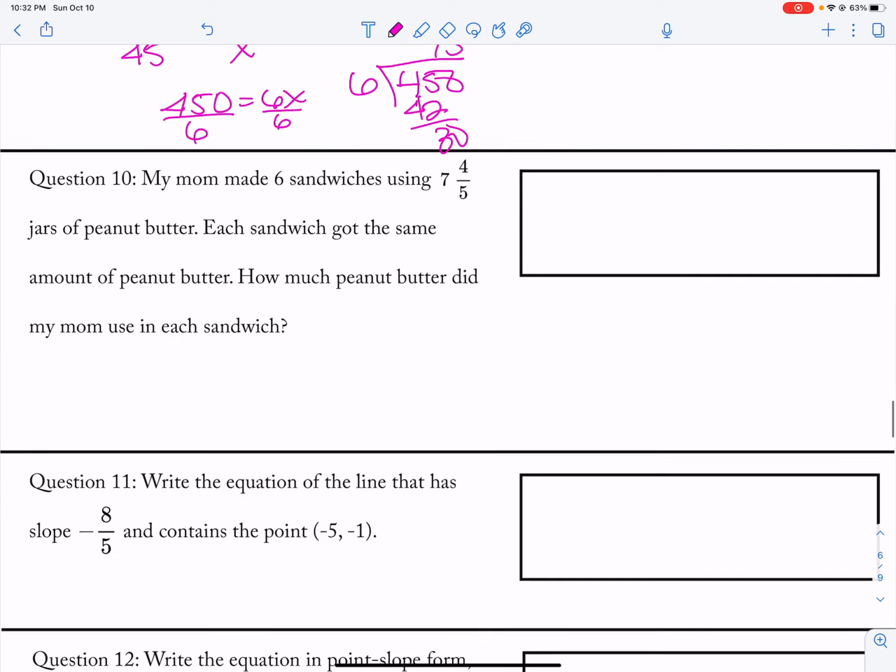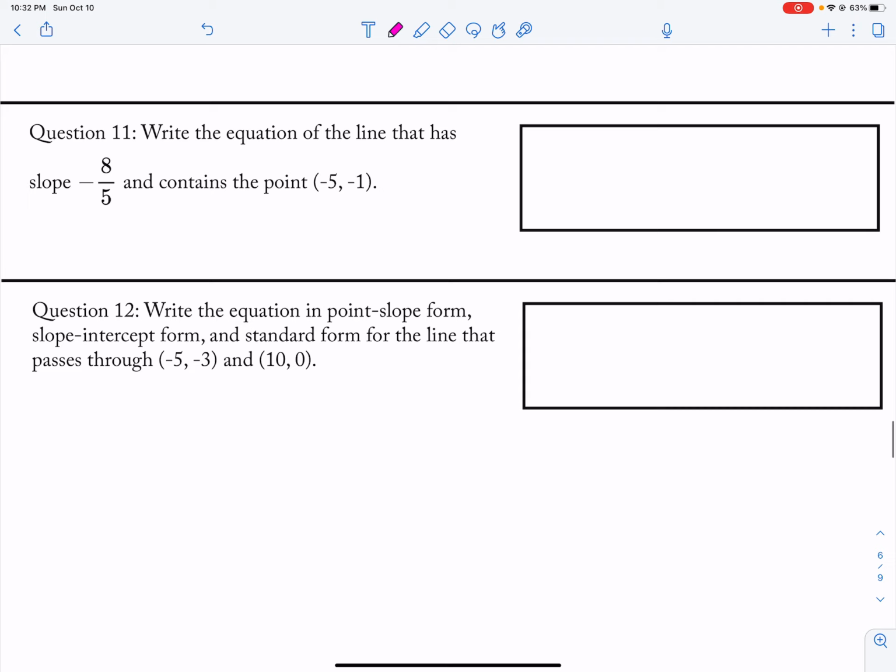Okay. Question 11, write the equation of the line. So y plus 1 is equal to -8/5 x plus 5.